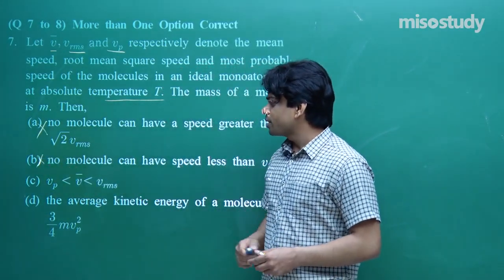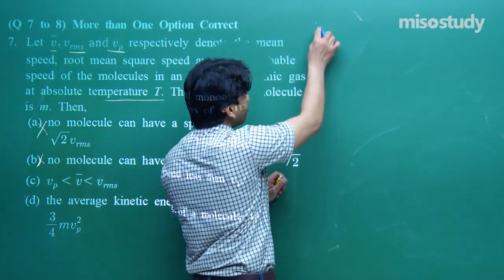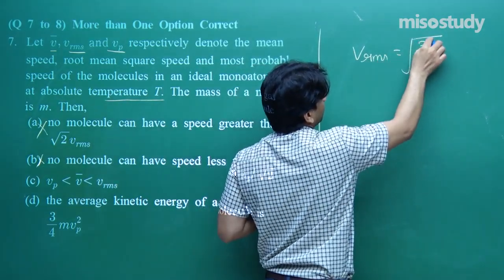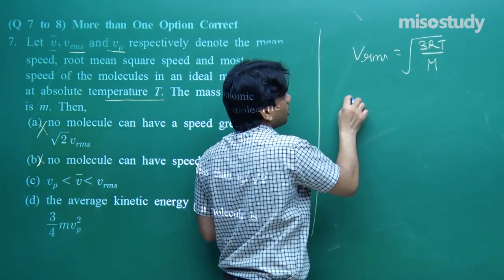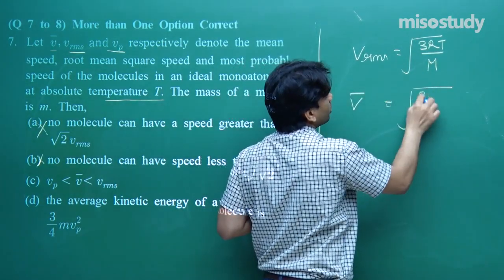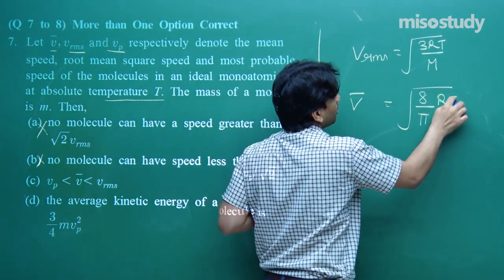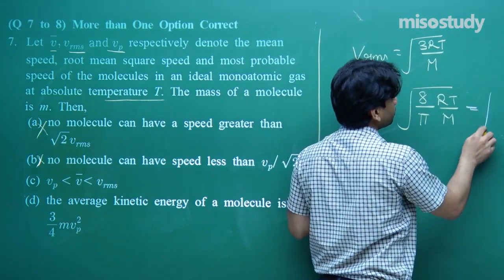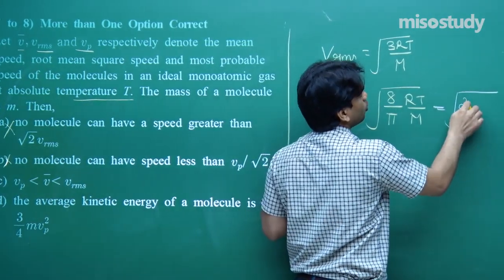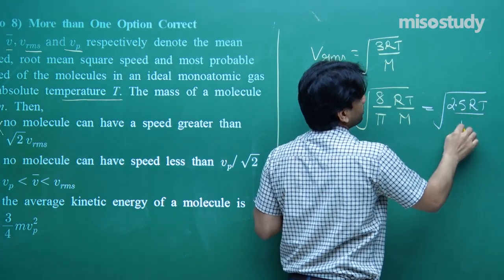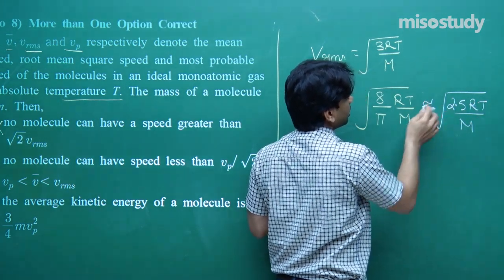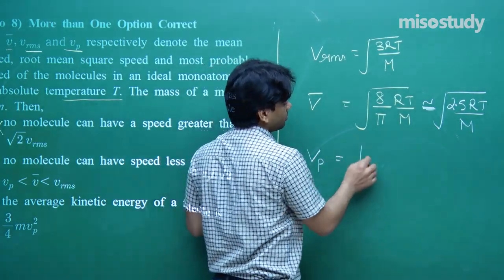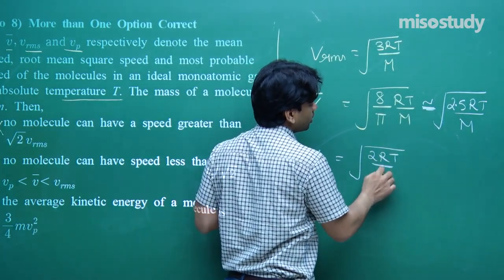Now there is a relation between VRMS, V bar and Vp. So first of all, let me give you the formula for VRMS: under root 3 RT by M. Now V bar is equal to 8 by pi RT by M under root. This is nearly equal to 2.5 RT by M under root. Next, the most probable speed will be equal to under root 2 RT by M.